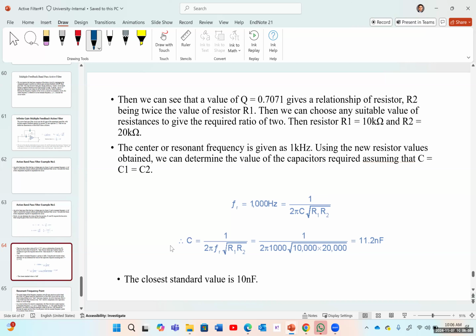The center or resonant frequency is given as 1 kilohertz. Using the new resistor values obtained, we can determine the value of the capacitor requirement, assuming that C is equal to C1, it's equal to C2. So FR is going to be 1000 hertz, which is 1 over 2 pi C square root of R1, R2. It's going to be 1 over 2 pi times R1, F assuming 1000, and R1 and R2 assuming 10,000 and 20,000, gives us a C of 11.2 nanofarad.